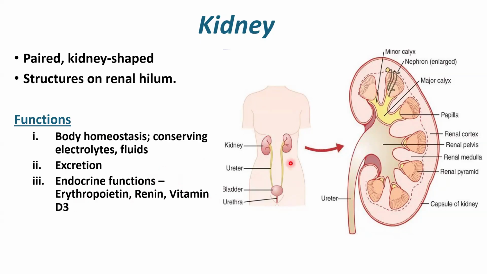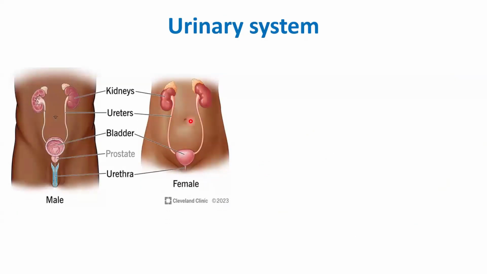And then, of course, you can see the components of the urinary system: the kidneys, the ureters, the bladder, and then the urethra. If you can remember when you were doing the endocrine system, you covered the adrenal glands, or the suprarenal gland. So this is the suprarenal gland, as you can see there.